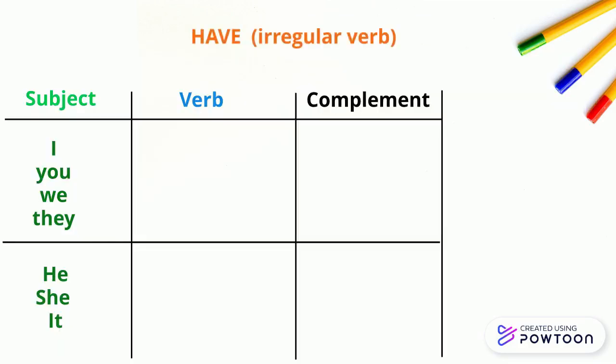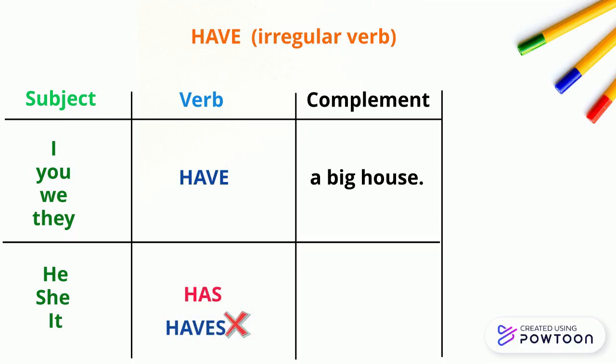Now, pay attention. The verb have, it's an irregular verb. You cannot use rule number 1, 2, or 3. For I, you, we, and they, you say have. For example, I have a big house. They have a big house. But for he, she, and it, it's has. You cannot say "have" for them, for example. That's incorrect. He has, she has, it has a big house. Be careful.